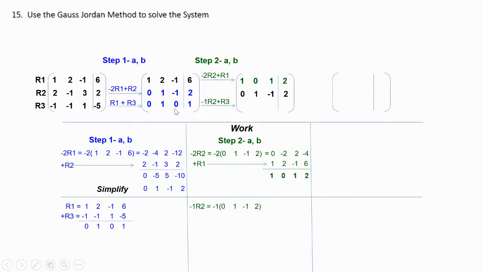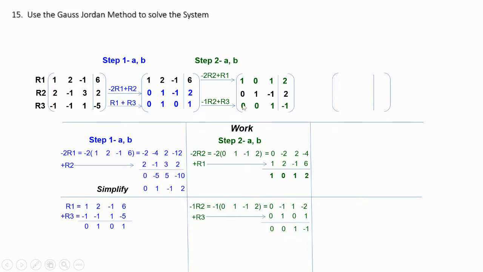And in a similar fashion, I'm going to do the same thing for the second part of step 2. -1 row 2 plus row 3. So -1 row 2 will be -1 times every number in row 2. So I get 0, -1, 1, and -2. Now if I add it to row 3, I get 0, 0, 1, -1. So that is my new row 3.